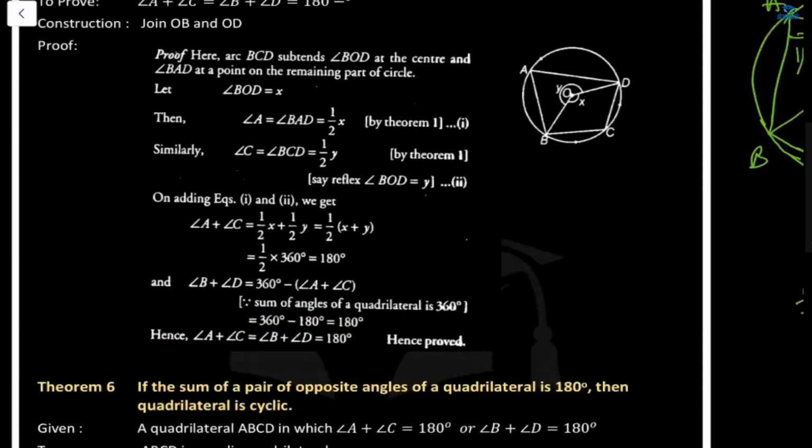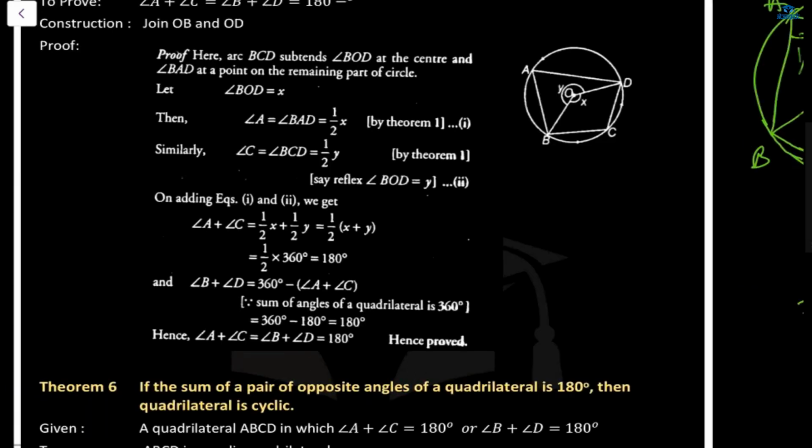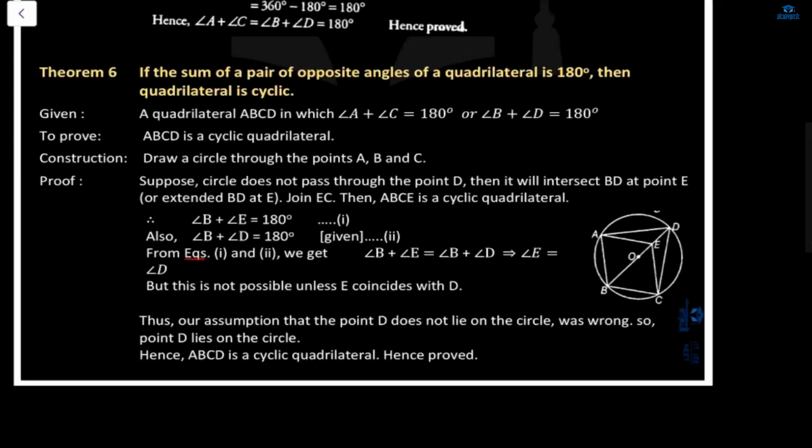Because angle B plus angle D का sum जो हो जाएगा, वो equal हो जाएगा what? 180 degree, sorry, 360 degree minus 180 degree. That means angle A plus angle C, because the sum of all the four angles will be equal to 360 degree. If the sum of pair of opposite angles of a quadrilateral is 180 degree, then quadrilateral is cyclic.